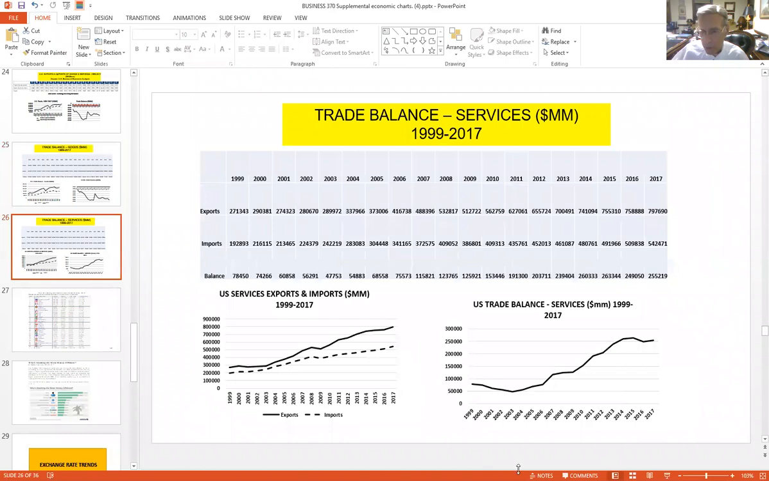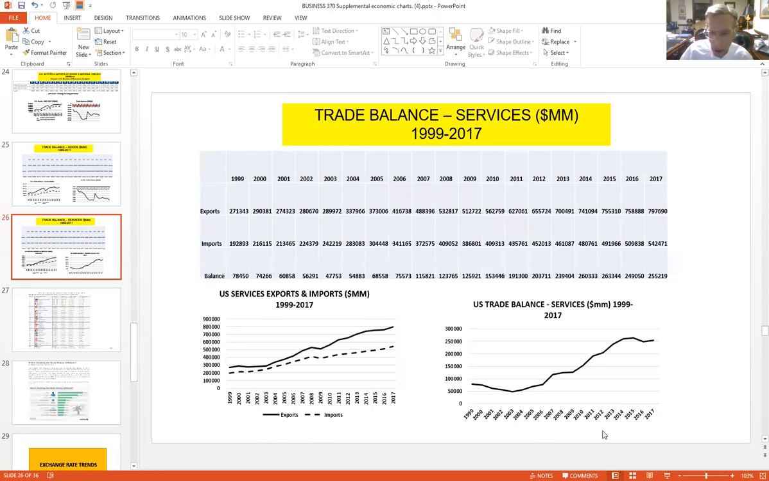Here's services. Our services are being exported in greater quantity than we import them. We provide financial services. I used to manage a consulting firm, and our consulting firm did work for clients outside the United States. That was an export of our services, and we collected fees from our clients outside the United States. And of course, this goes on in many industries.